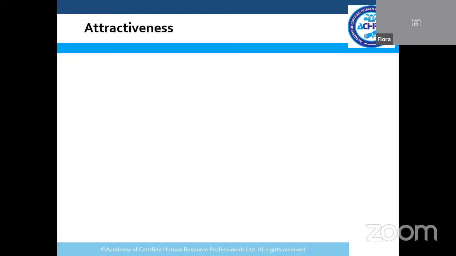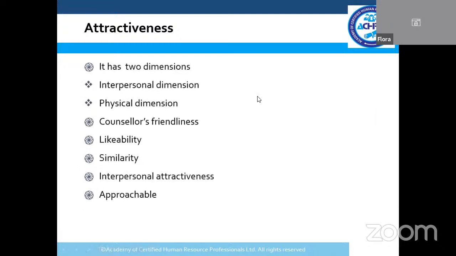That is attractiveness. When we talk about attractiveness, are you a person who is approachable? Are you a person who is friendly? Are you a person who is likable? You know, there's that person you look at and you just like the person. Do you have any similarity with your client? How do you have those interpersonal attractiveness skills that when you're talking to your client, a person can feel like, I think I'm on the right track?